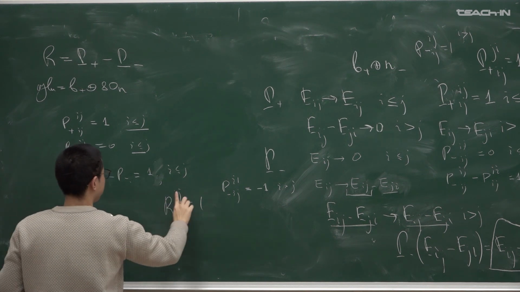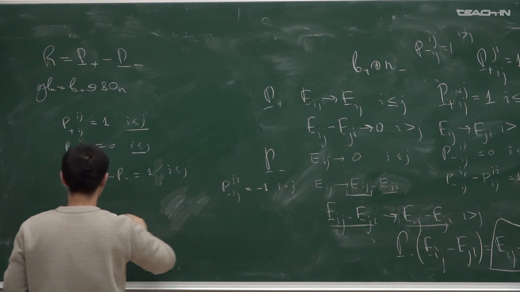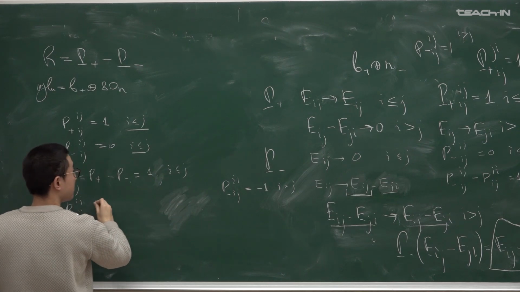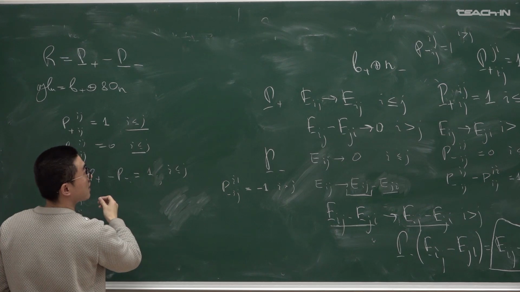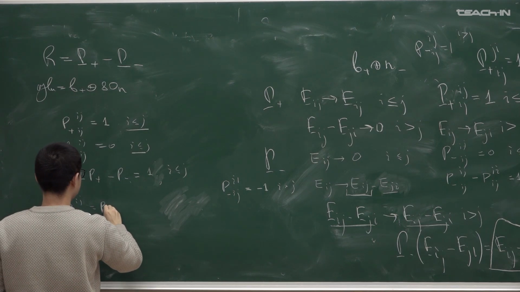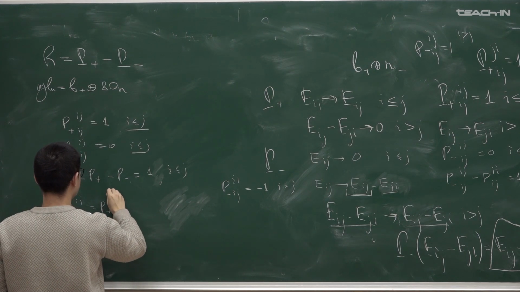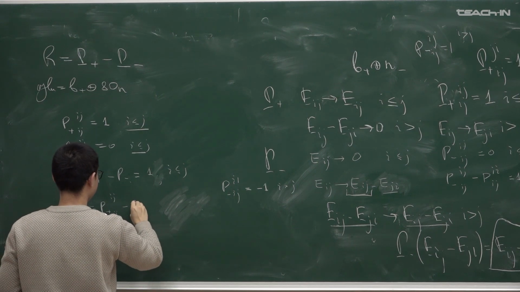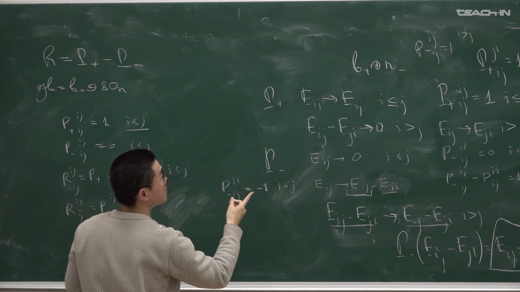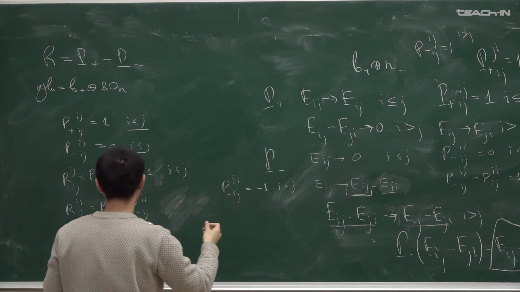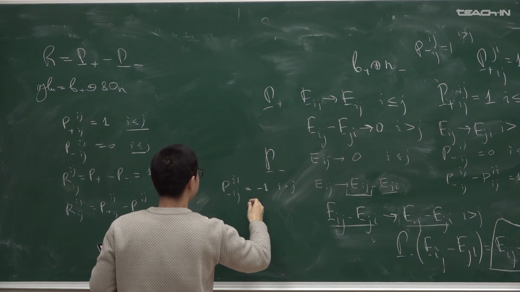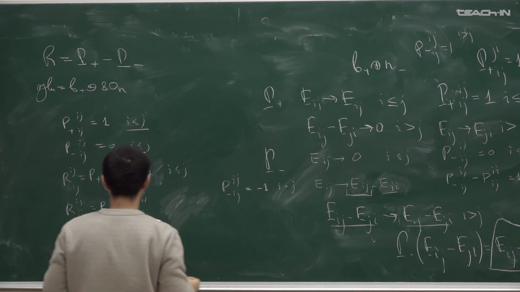And for i greater than j, it's a little bit more complicated. It equals P plus minus P minus. So now P plus IJ, JI equals 1. And this is 2 minus 1. It's equal to minus 1.